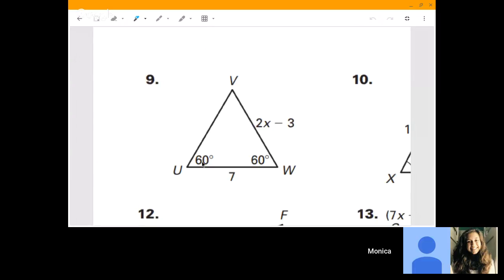Okay, Madison. So when we're looking at number 9, we're supposed to solve for x, I believe. Let me make sure. Yep, just find the value of x.